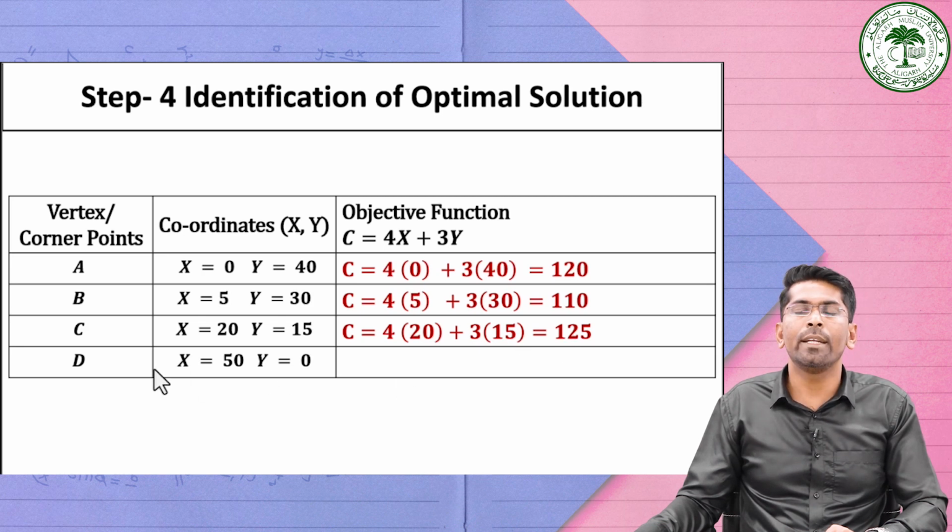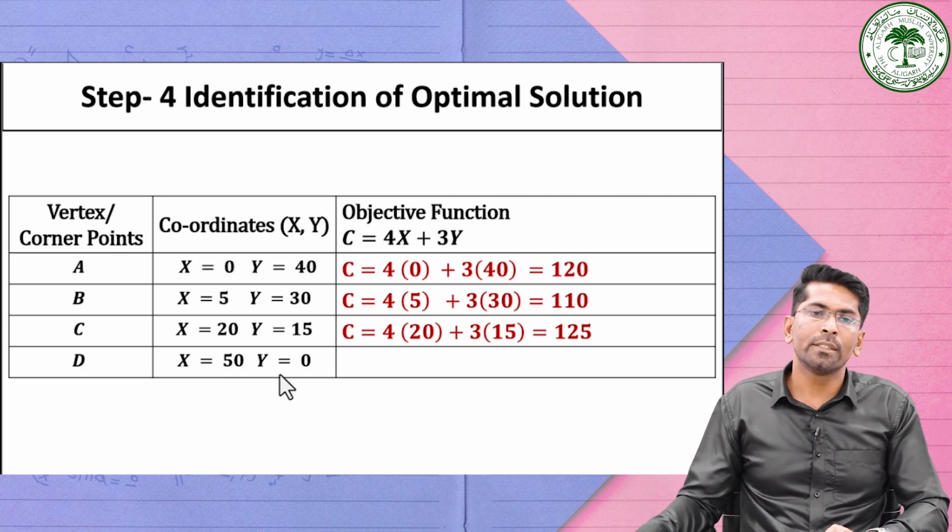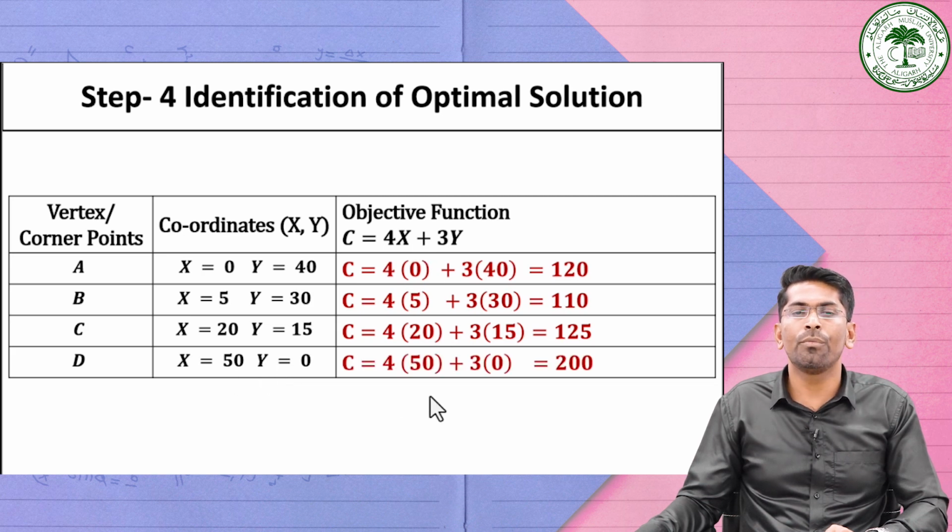And the last point, point D: at this particular point the value of x is equal to 50 and the value of y is equal to 0. Substituting x and y in the objective function, C is equal to 4 into 50 plus 3 into 0, which is equal to 200. Now see here the values of the objective function: 120, 110, 125 and 200.